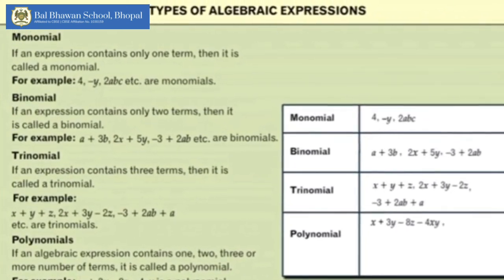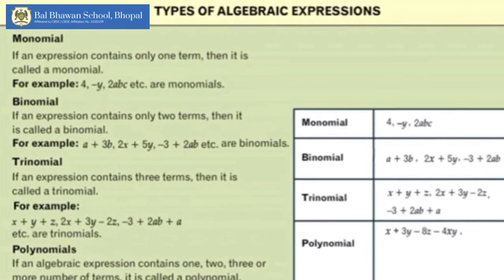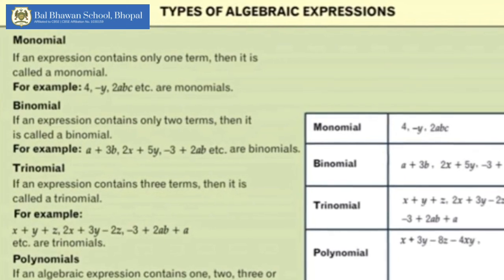An expression which contains one, two, three or more terms is called a polynomial. For example, x plus 3y minus 8z minus 4xy.